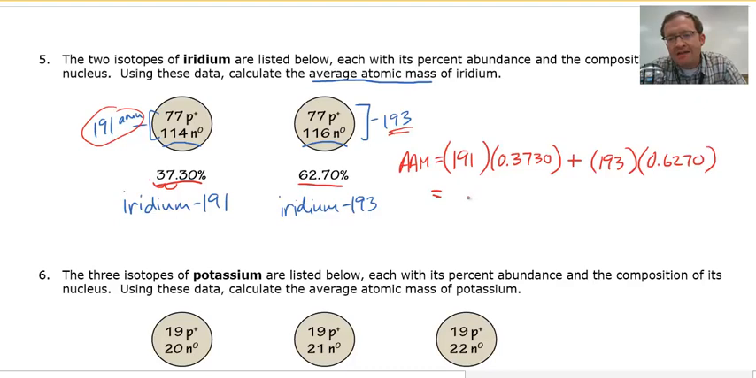And when you add these up and get the big total at the end, you're going to get an answer of 192.2 AMUs. 192.2. And if you take a look at your periodic table, you should find that the average atomic mass for the element iridium at atomic number 77 comes up awfully close to 192.2. So that's the average atomic mass.